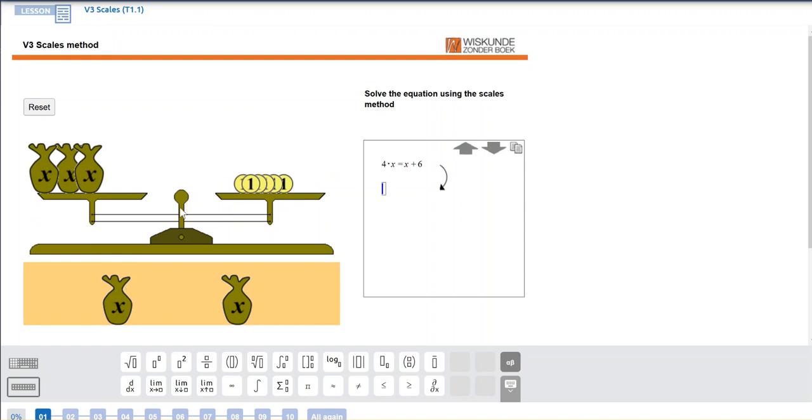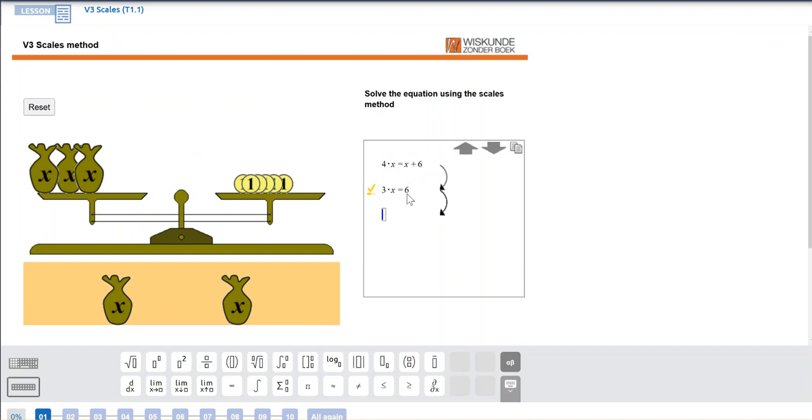Now the equation has changed because right now on the left hand side I only have 3 bags of x, and on the right hand side I only have 6 loose marbles. So the new equation changes. It becomes 3 times x on the left hand side, and on the right hand side we remove the bag of marbles, so we just have the 6 loose ones. This is the equation that we have right now. 3 times x is equal to 6.